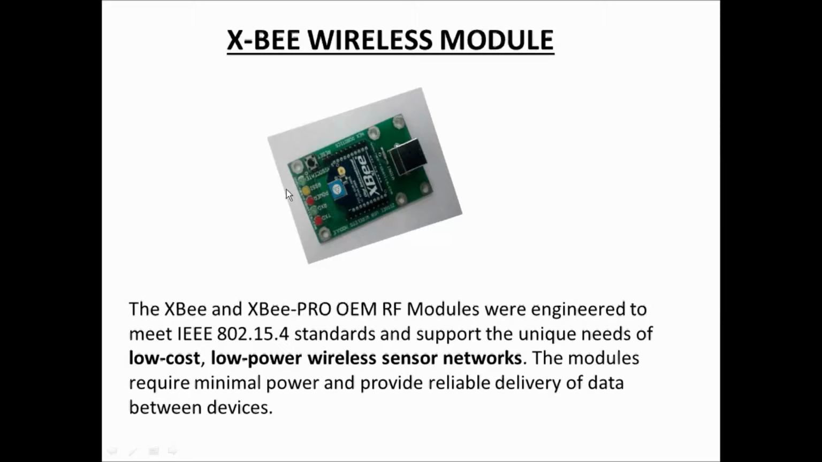ZigBee and ZigBee Pro are the two major classifications under ZigBee wireless modules. ZigBee and ZigBee Pro RF modules were engineered to meet IEEE 802.15.4 standards and support the unique needs of low-cost, low-power wireless sensor networks. These modules require minimal power and provide reliable delivery of data between devices. The ZigBee, which is capable of operating at 3.3 volt and at few milliamperes, can transmit data to several meters. The exact indoor and outdoor ranges of ZigBee and ZigBee Pro are clearly specified in the data sheet, which is attached to this document.